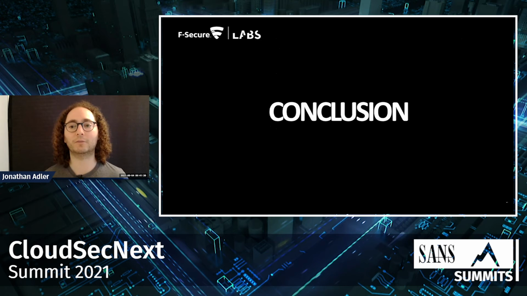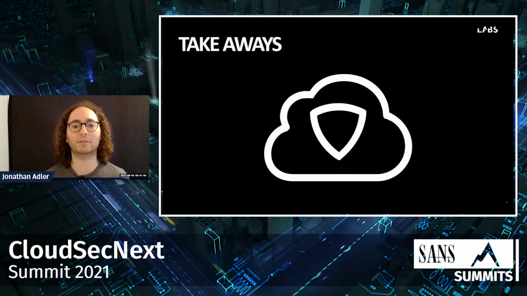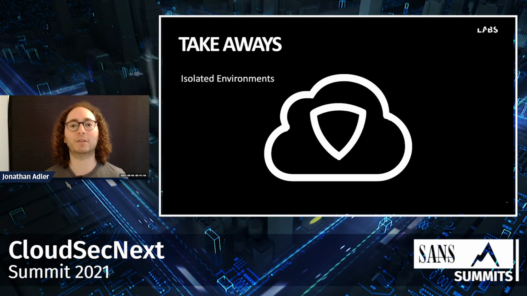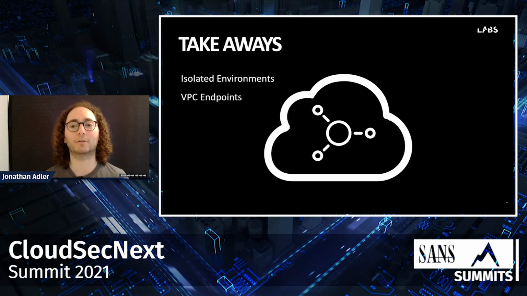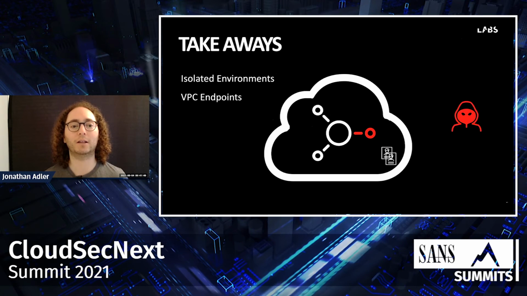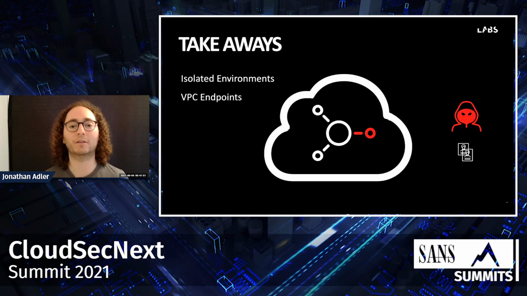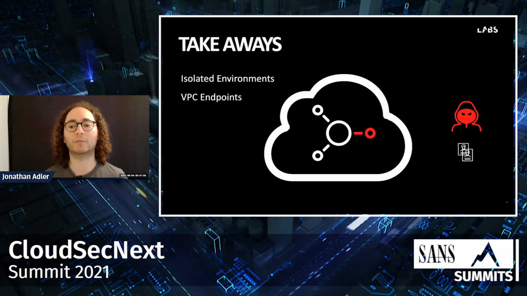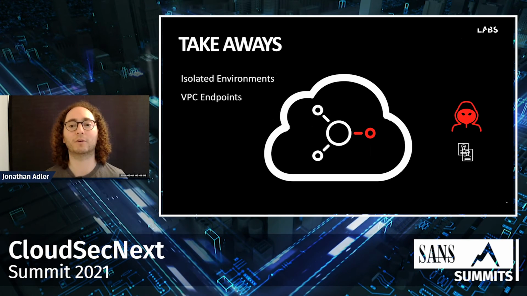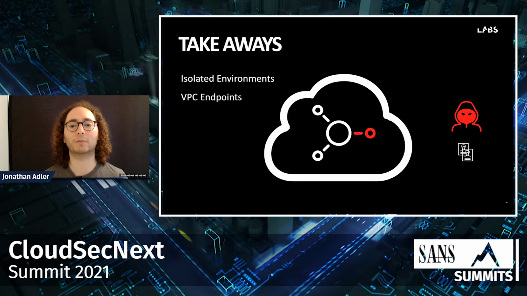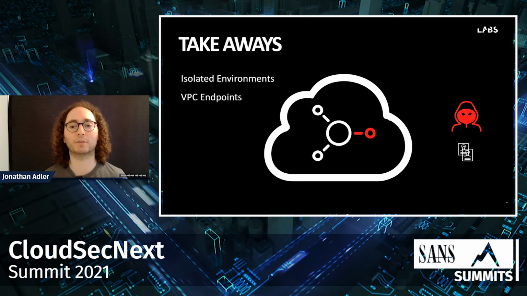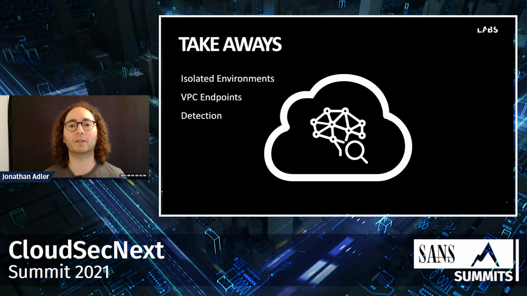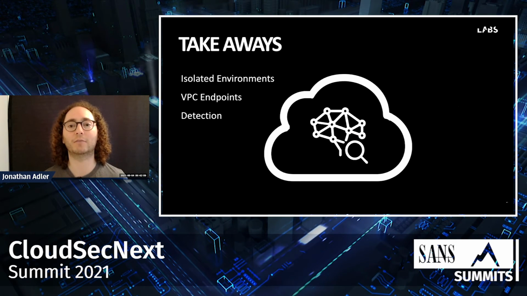So to summarize what we've discussed and the key takeaways, we've discussed isolated environments and how VPC endpoints are a useful construct in creating those environments. We've highlighted how misconfigured VPC endpoints can be leveraged by attackers to exfiltrate data from your environment, going through 3 different real-world examples. And then we briefly touched upon what telemetry sources could be useful in an investigation.